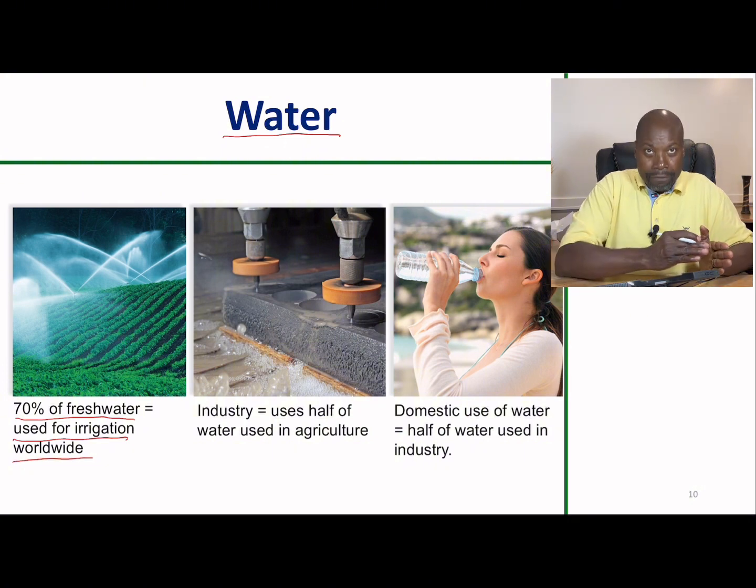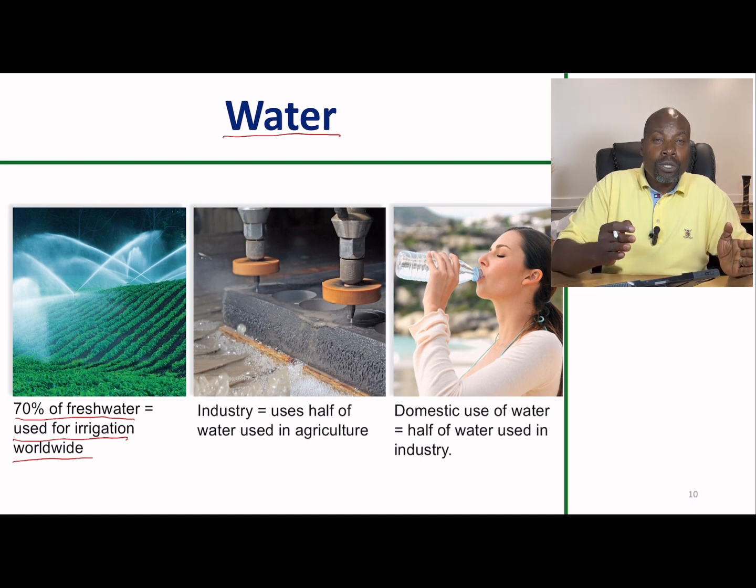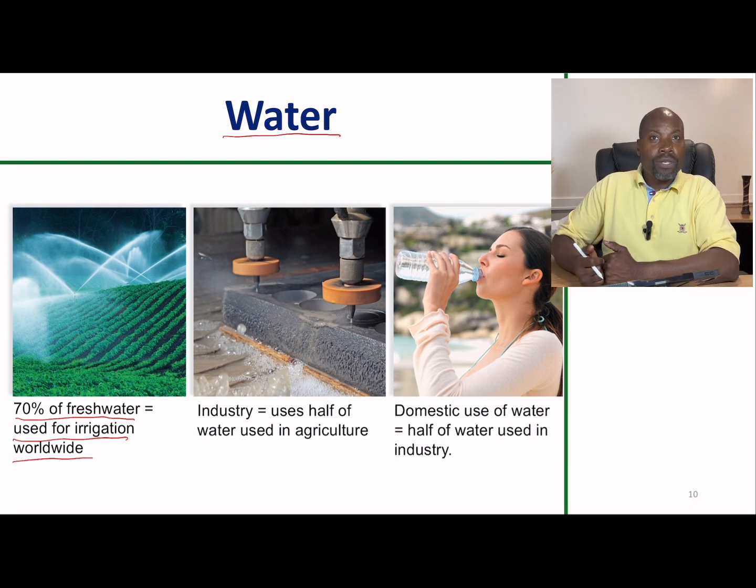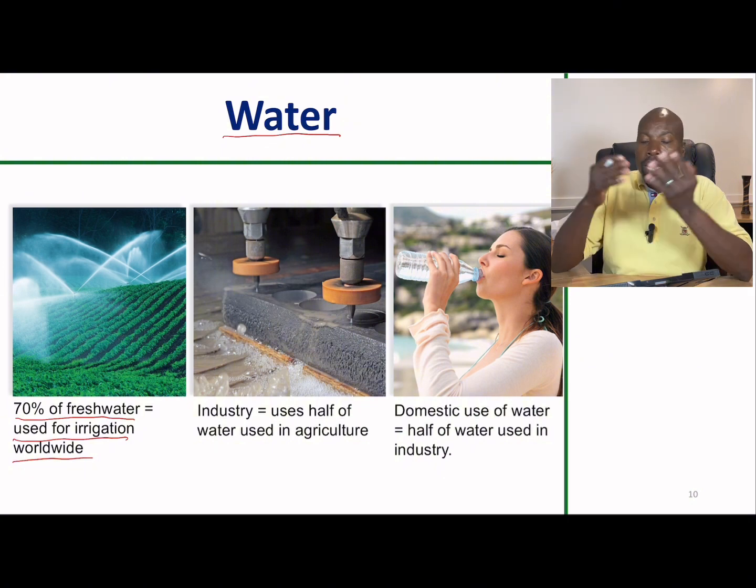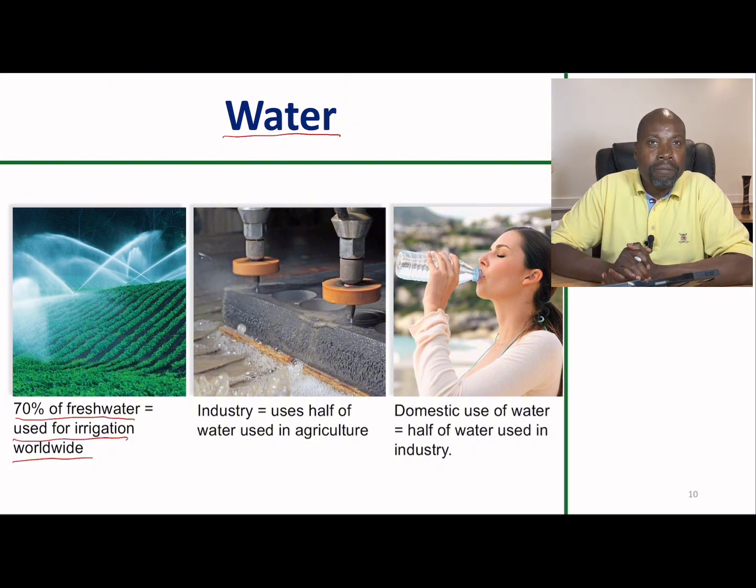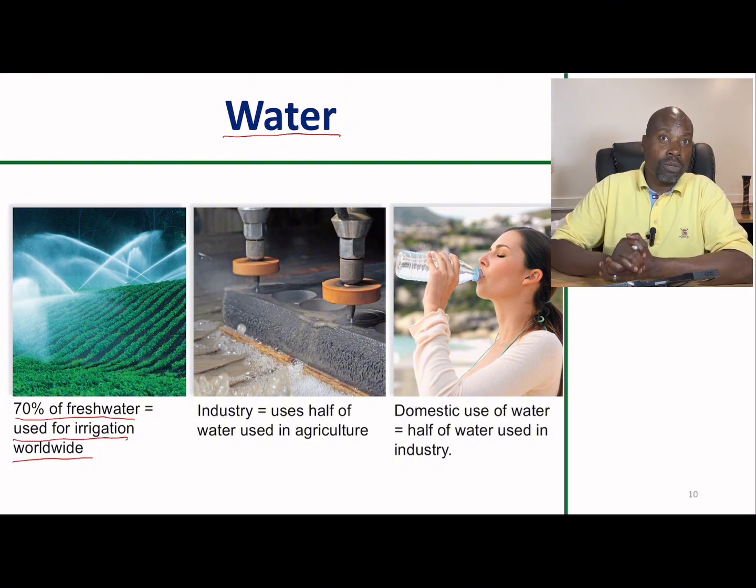well, it's about half what is used for irrigation. Now, when you come into our houses, the water you drink, the water you use to cook, the water you use to wash your clothes, your dishes, all of that, it's about half what the industry is using. But altogether, we are using a bunch of water.